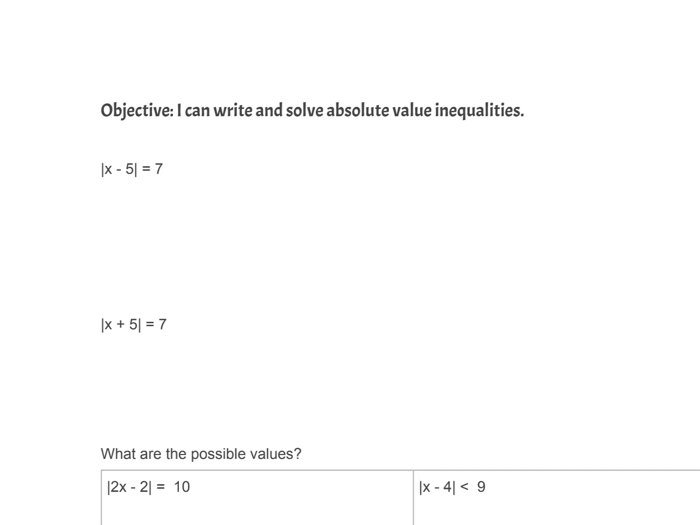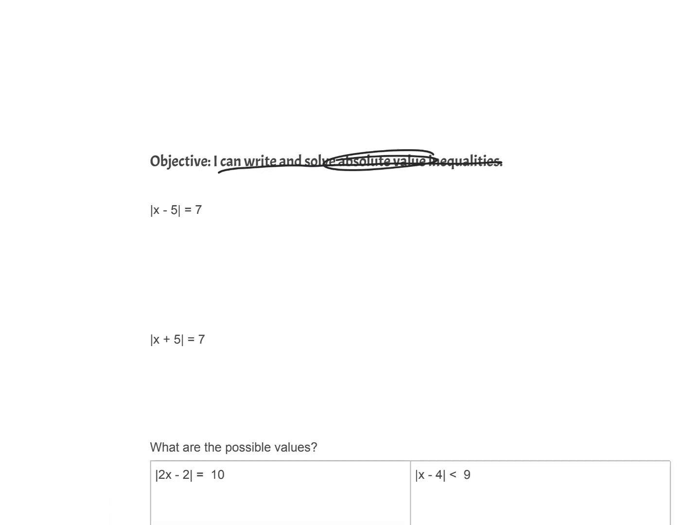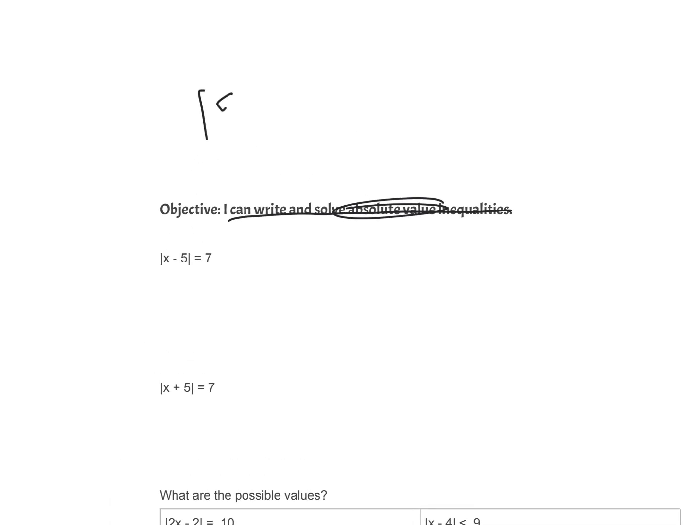Hey guys, we're going to be talking about writing and solving absolute value inequalities. Sorry, I just kind of scratched that out. So I know, for example, the absolute value of 5 is 5, and the absolute value of negative 7 is 7. You guys know that stuff.